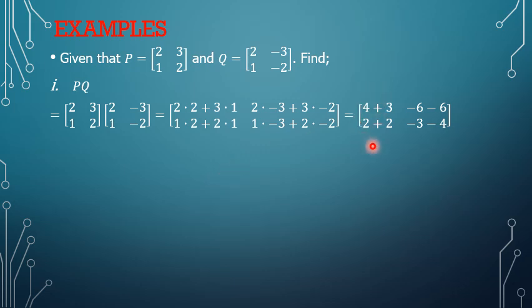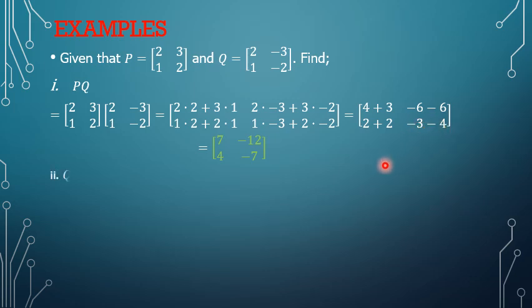Now when you add these together, you have the solution as 4 plus 3 is 7. Negative 6 minus 6, you get negative 12. 2 plus 2, you get 4. And then negative 3 minus 4, you get negative 7.